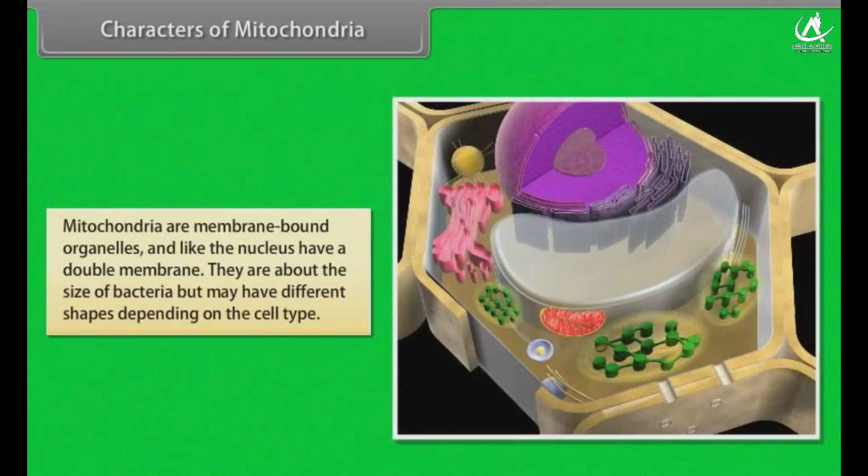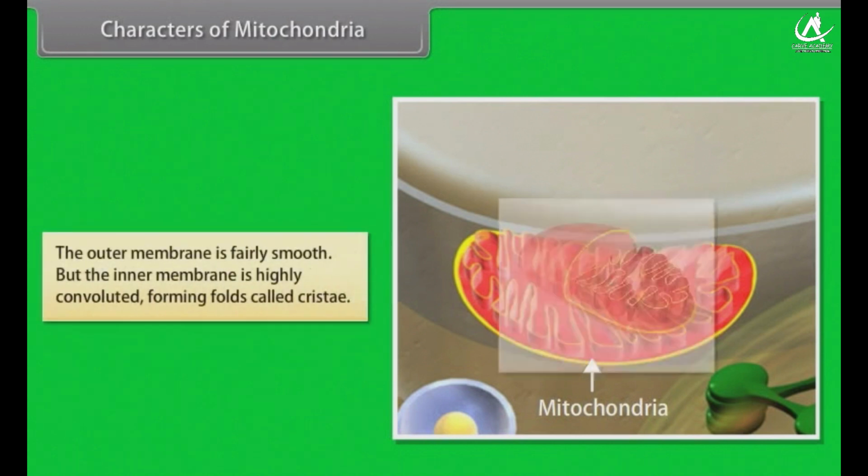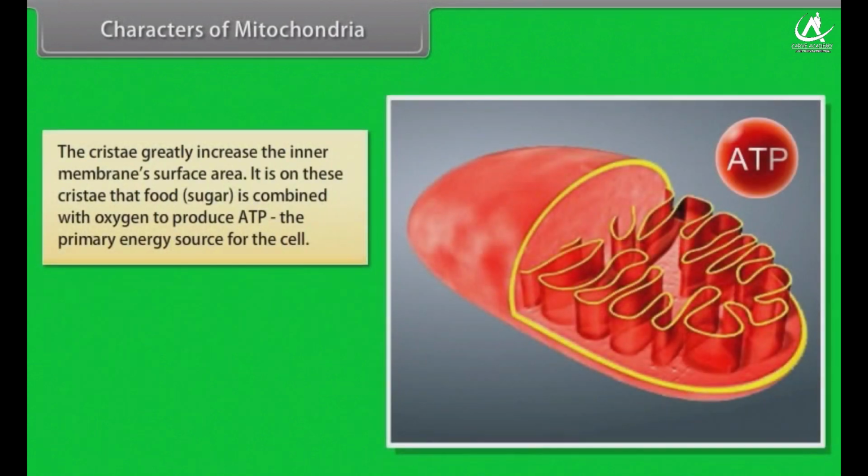Characters of mitochondria. Mitochondria are membrane-bound organelles and, like the nucleus, have a double membrane. They are about the size of bacteria but may have different shapes depending on the cell type. The outer membrane is fairly smooth, but the inner membrane is highly convoluted, forming folds called cristae. The cristae greatly increase the inner membrane's surface area. It is on these cristae that food, sugar is combined with oxygen to produce ATP, the primary energy source for the cell.